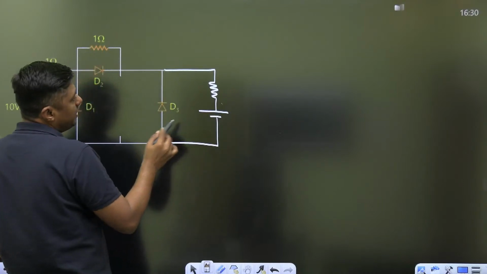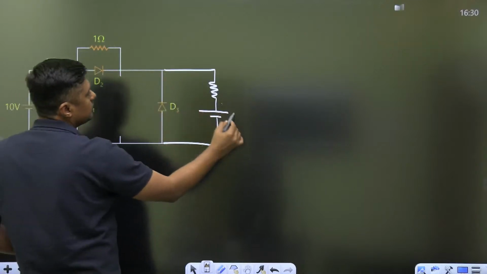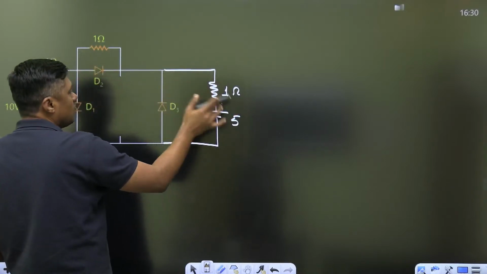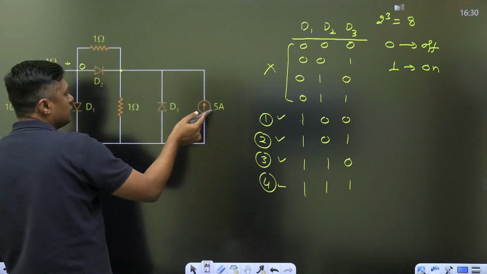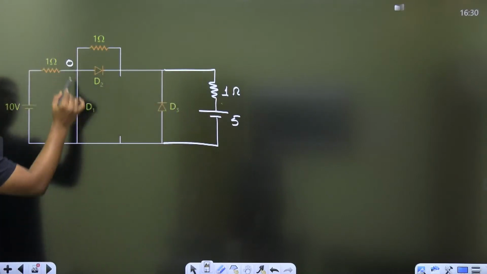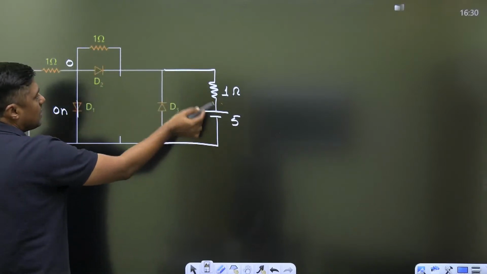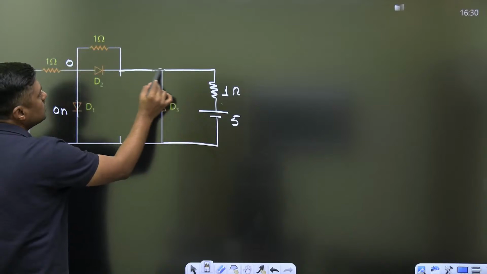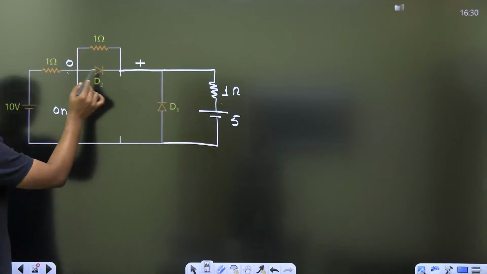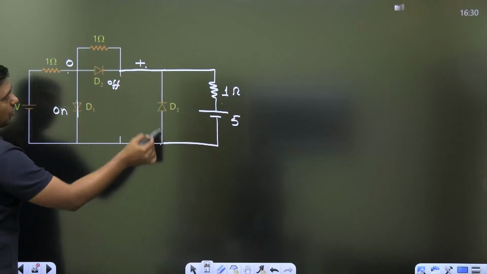This 5 ampere is multiplied with the 1 ohm. So 5, I will give you the shortcut also. 5 into 1, 5 volt and 1 ohm in series. Now, what is the voltage at this point? 0, because it is on. Now it is a positive voltage, guys. It is a positive voltage. Because of this positive voltage, here it is positive. 0 positive. That's why, what about this diode? Off. Positive 0. What about this diode? Off.